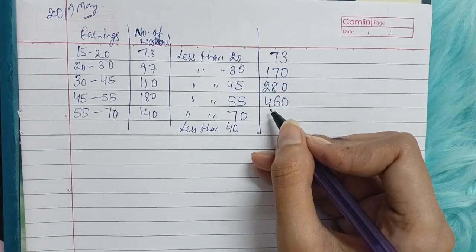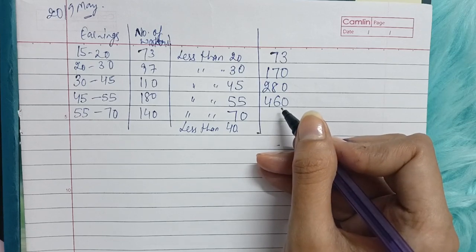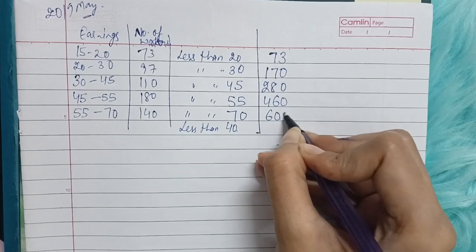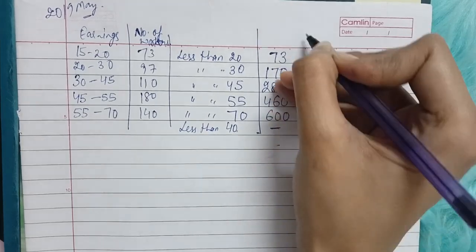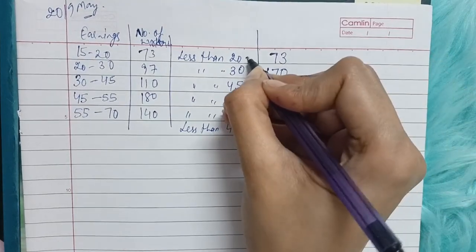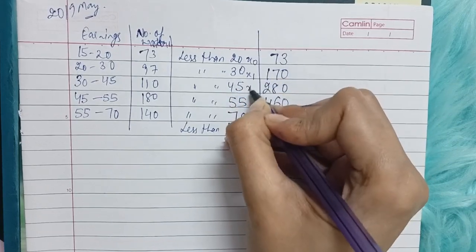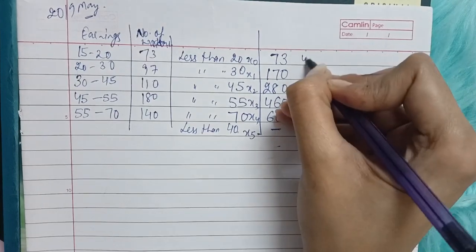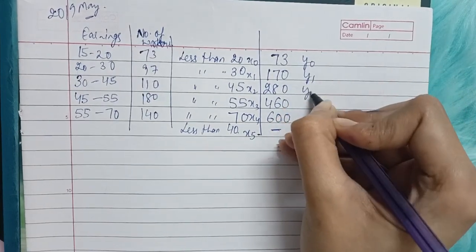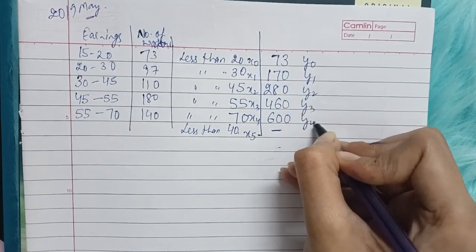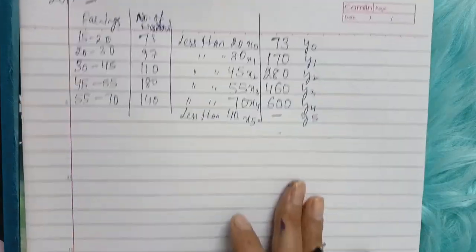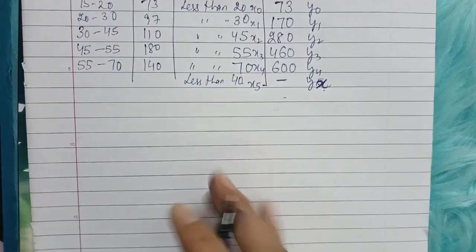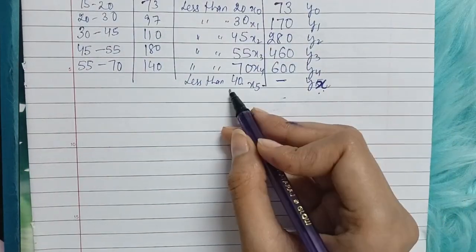So this one is my 460, and when we add 140 to this, that would be 600, right? And this one is blank. So I'm taking the values. This is my x0, x1, x2, x3, x4, x5, y0, y1, y2, y3, y4, y5. You can also write yx because we have to calculate this one, right? So now I'm writing the formula because I have to calculate for 40.